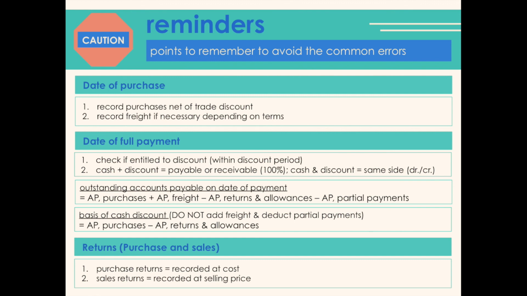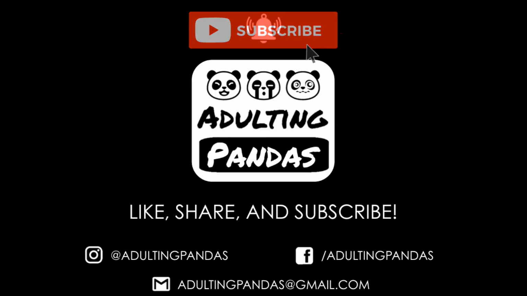To compute for the amount of outstanding payables, we deduct partial payments and add any payables relating to freight. But to compute for the cash discount, we do not consider payables relating to freight since freight is not subject to discount. We also do not deduct the partial payments since these are still entitled to cash discounts. Lastly, keep in mind that purchase returns are recorded at cost, while sales returns and allowances are recorded at the selling price. That's it for today's lesson.